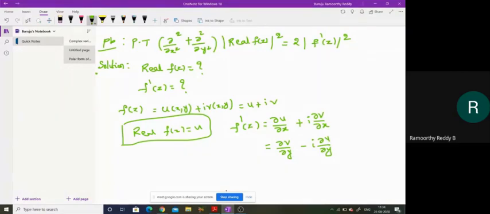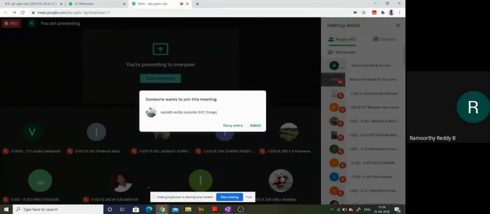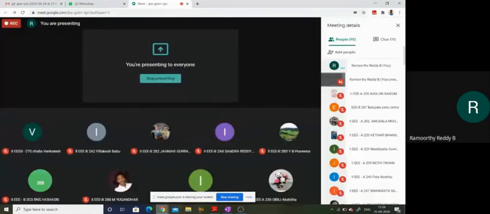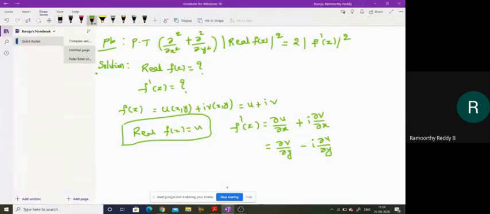So now I am replacing using the CR equations. Dou u by dou x is equal to dou v by dou y, so I just replace that. Dou u by dou x is equal to minus dou u by dou y. Otherwise, in the same way, dou v by dou x plus i dou u by dou y plus dou v by dou y. This is also okay. So your f of z is u plus iv.